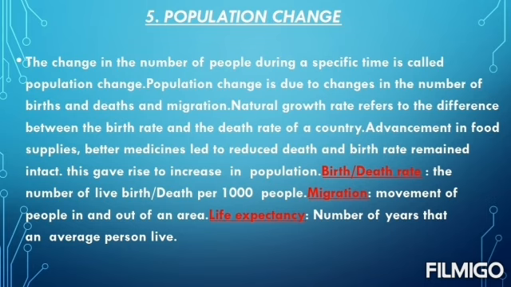Natural growth rate refers to the difference between the birth rate and the death rate of a country. Advancement in food supplies and better medicine led to reduced death rate, and birth rate remained intact. This gave rise to an increase in population. Birth and death rate is the number of live births and deaths per 1,000 people. The next, migration, is the movement of people in and out of an area. The next one, life expectancy, is the number of years that an average person lives.